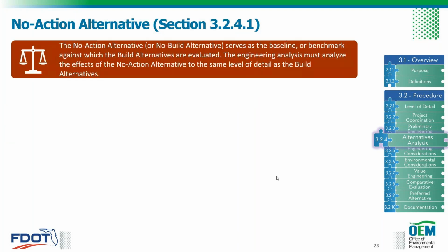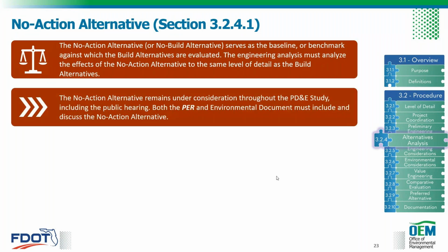The no action alternative or the no build serves as your baseline or benchmark against which the build alternatives are evaluated. The engineering analysis must analyze the effects of the no action alternative to the same level of detail as the build alternatives. So like I said, we're looking at the growth over time for both the no build and the build alternatives. The no action alternative is the only alternative that does not meet the purpose and need, but can still be carried forward and should still be carried forward in the alternatives analysis.